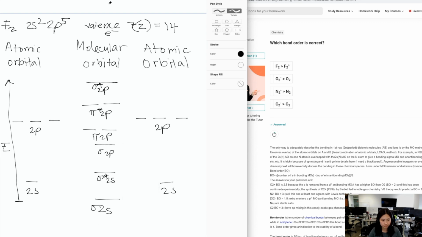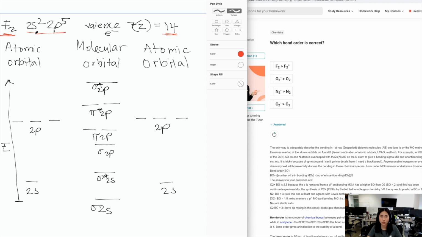Okay, there we go. So I'm looking at F2 right here. So for F2, I will be using a red pen, just so everyone can follow, in terms of indicating your electrons in your orbital. So for F2, we know that it's 14 valence electrons, right? And we know that it's 2s2, 2p5.